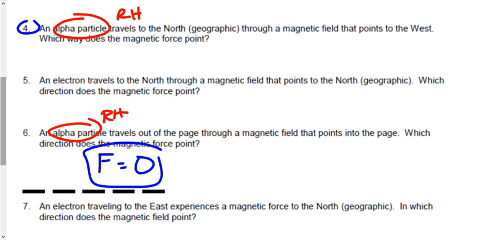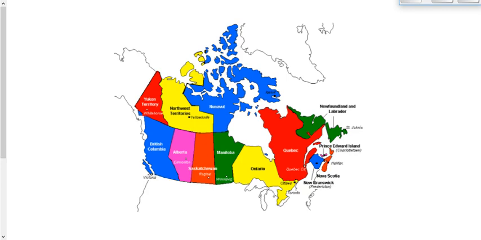Let's just take a quick little diversion again, just for a second before we take a look at questions 7 and 8. I got a map of Canada up here right now to illustrate something with direction. We've done a couple questions now where, like question number 4 on that worksheet, I think the particle was moving towards geographic north, and the field was towards the west.